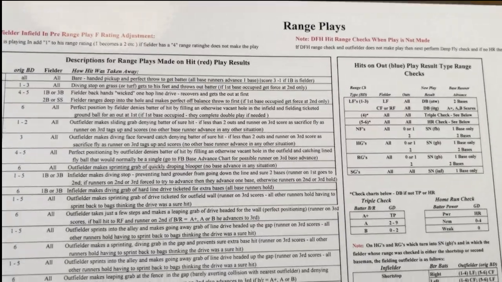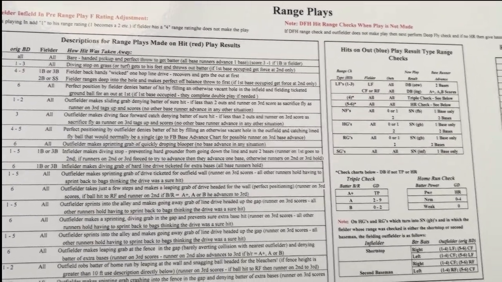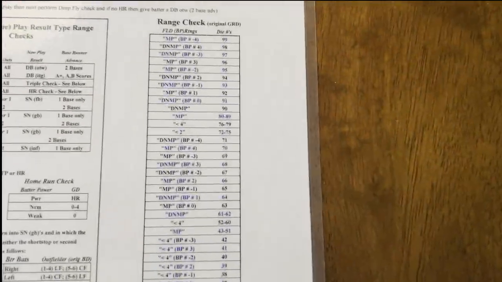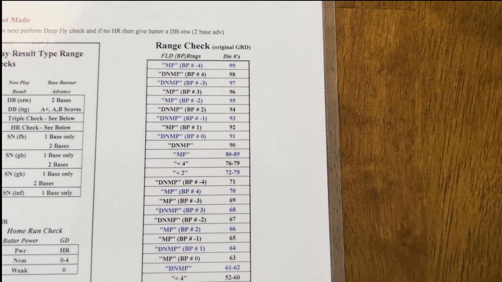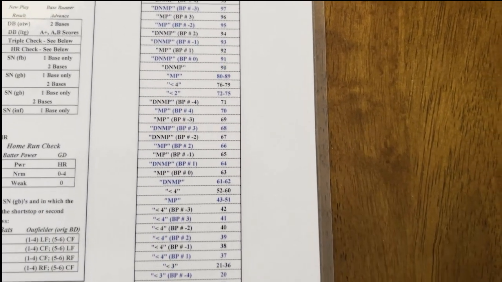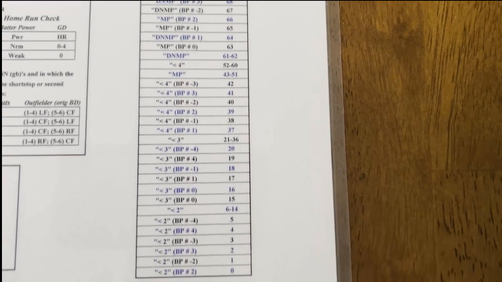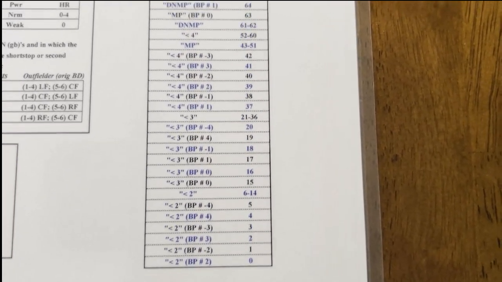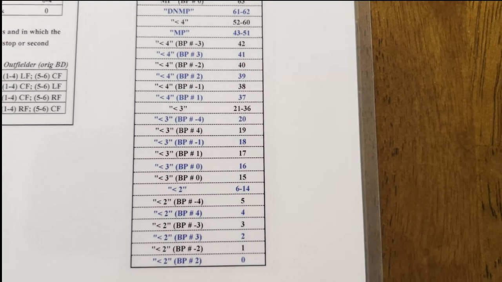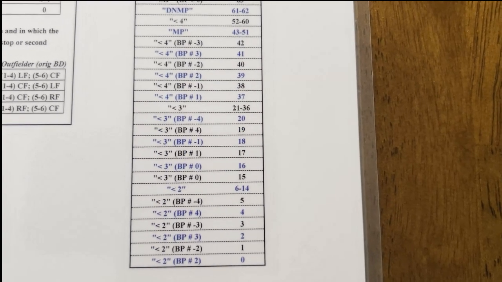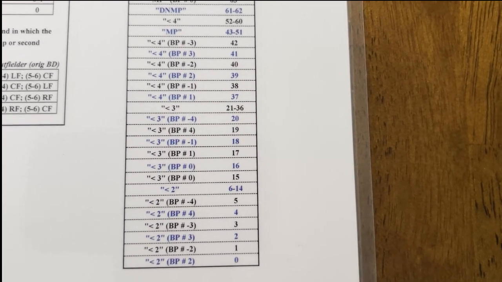This chart you're going to use a lot. This is for range plays, and one of my next videos is going to be about range plays. The main chart you're going to use is over here. You're going to look at the original green and red die roll, and there will be different situations where the fielder's range, which is from 1 to 4, 1 being the best, is going to automatically tell you whether he makes the play or not.